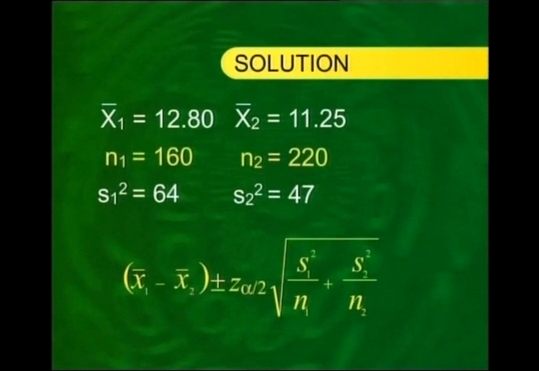In order to solve this question, the first thing to do is to denote factory A by the subscript 1 and factory B by the subscript 2. Of course, we can reverse this if we want, and in that case, factory B will be denoted by 1 and factory A by 2. But if we use 1 for A and 2 for B, then we find that x1 bar is equal to 12.80 and x2 bar is equal to 11.25, n1 is 160, n2 is 220, and s1 square is 64 and s2 square is 47.